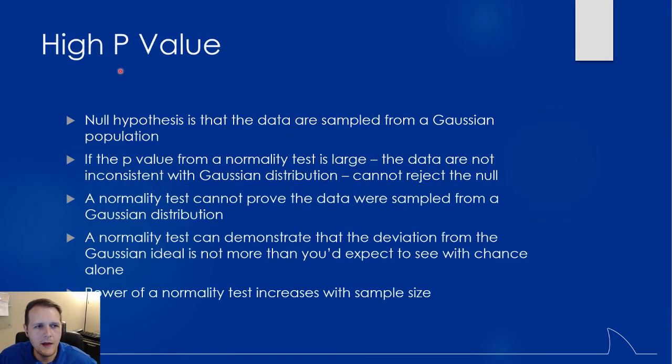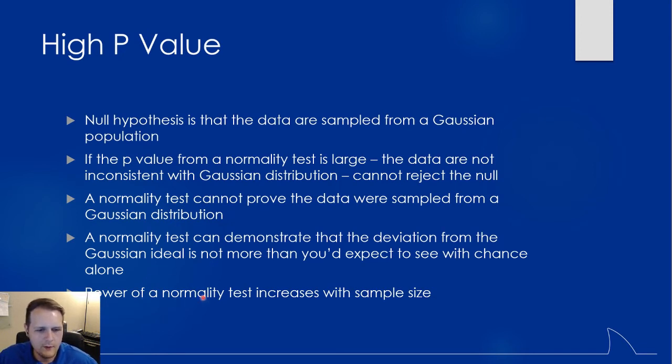So, as I mentioned, with a high p-value, our null hypothesis when testing for normality is that there is no difference between my data set and the sample of a Gaussian population I'm comparing it to. If the p-value is large, then the data set is not inconsistent, or it is consistent, with a Gaussian distribution. So I don't reject the null hypothesis, and I assume that my data set is following the normal distribution. Okay. So a normality test can demonstrate that the differences in my data set are not any more different than you'd expect to see with chance alone.